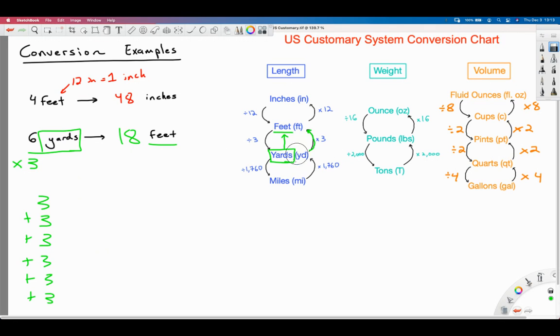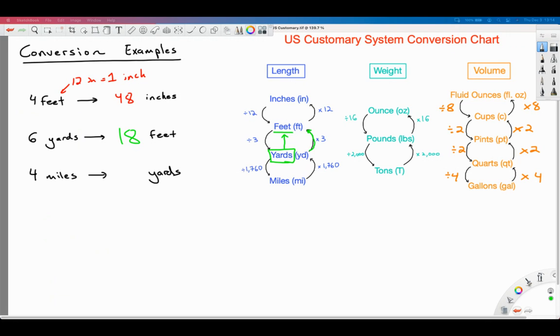But the idea is you want to find this cycle. You want to find yards to feet, and that will give you a good idea of what we're going to do, either multiply or divide, to get to our necessary conversion. Okay, 1 or 2 more examples left, and you guys should do pretty well. Here's our third example. It's going to be 4 miles to yards.